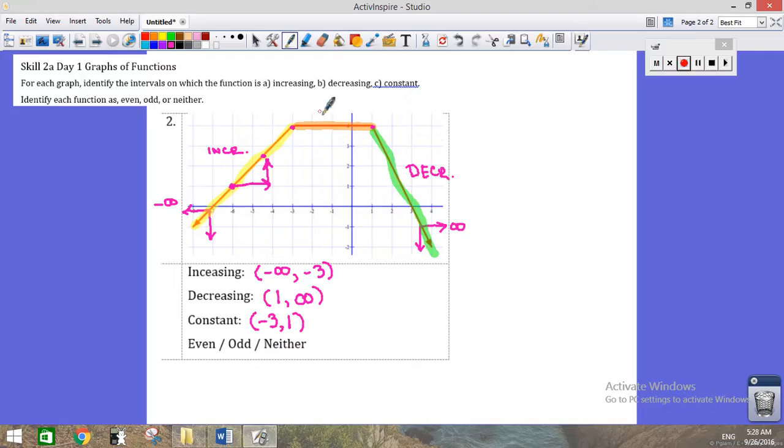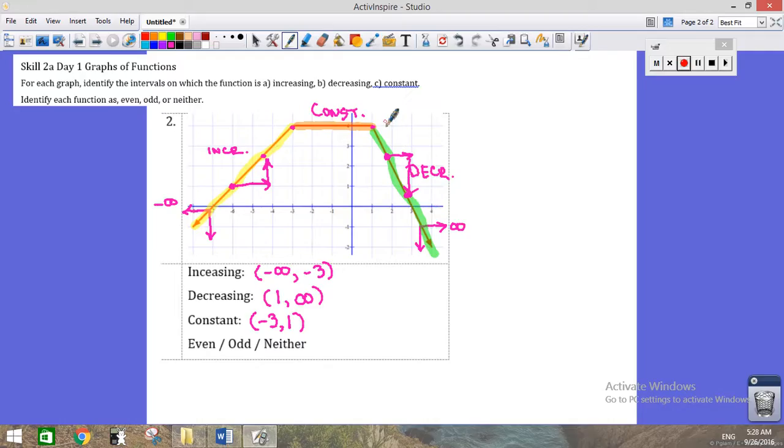If you pick any 2 points that are in this green region, doesn't matter which 2 points, as long as the x coordinate is bigger than 1, as x increases, it's guaranteed that y is decreasing.